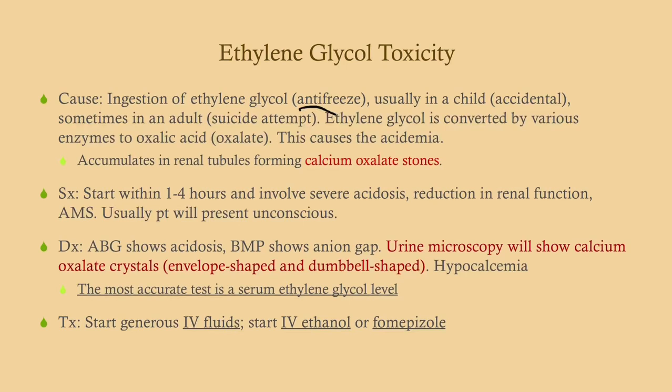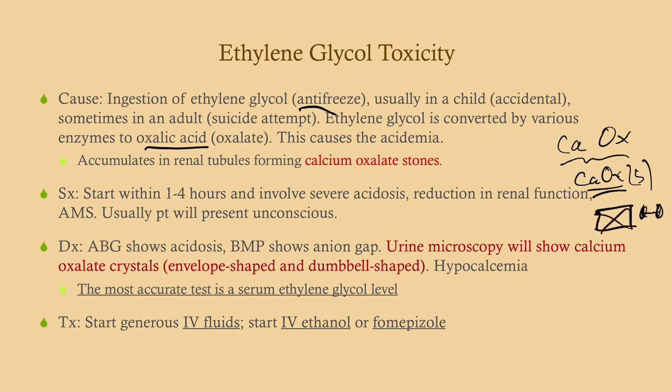Now, ethylene glycol will be converted similar to methanol by those enzymes, but it will form oxalic acid or oxalate, and this is what causes the acidemia. Now, oxalate will get into the nephron, and it will pair up with calcium, and it'll form calcium oxalate. That is a solid. So now you're going to have a stone, and this is what causes those envelope-shaped or dumbbell-shaped crystals. And so that's kind of a giveaway. Now, because calcium gets hogged up by the oxalate, your calcium is not going to be reabsorbed, and that can give you a hypocalcemia.